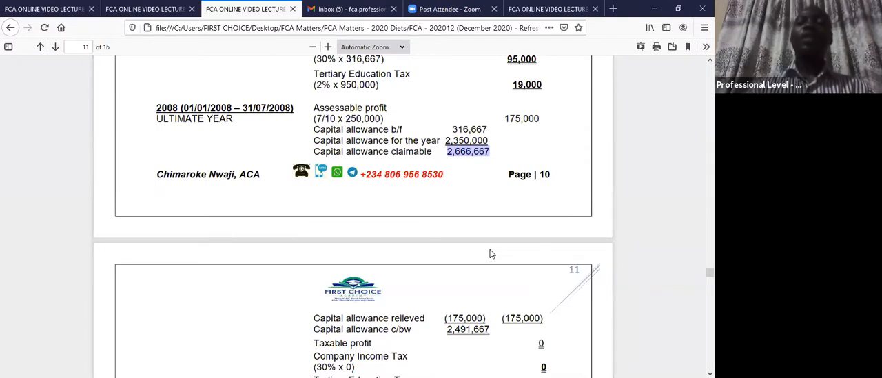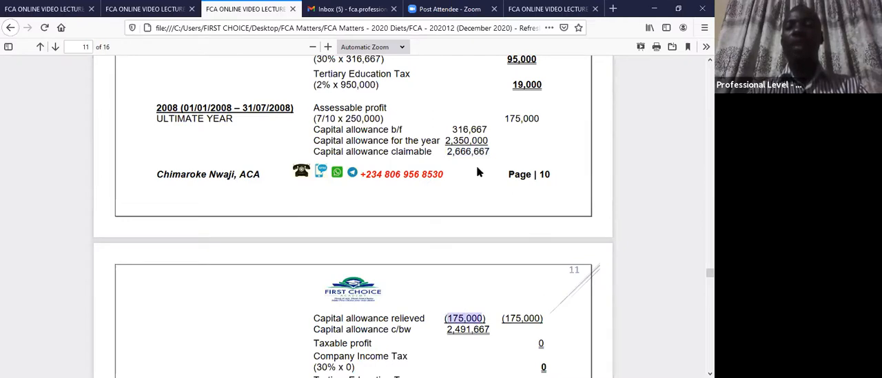Now, in the ultimate year, you cannot afford to do 2/3 anymore. This is because the business has ended. You are trying to recoup all your capital allowance as much as possible. So in the ultimate year, you will take the whole profit and recoup it from your capital allowance.